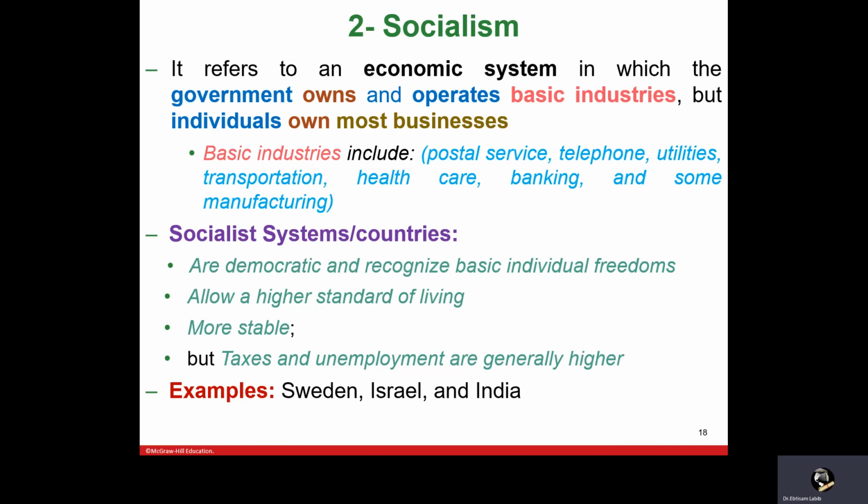Because as we said, the basic industries will be owned by the government, and the government will make money by having the people pay taxes. And because certain employees work for the government, the rest of the individuals will not get a fair chance to be employed in other opportunities. Some examples of socialism include Sweden and India.